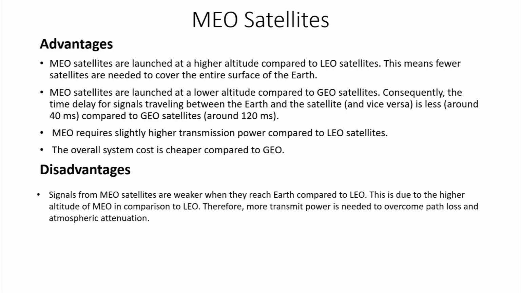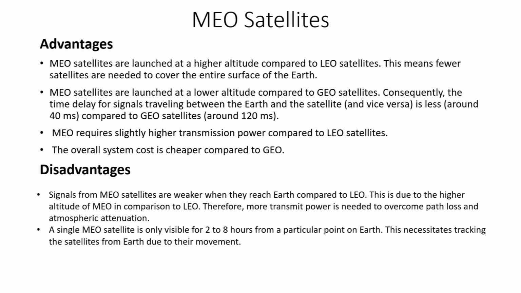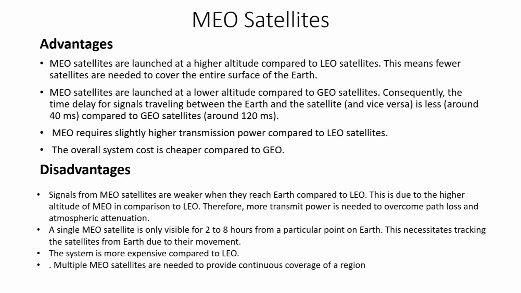And disadvantages, again here we will compare with that of LEO. Here the signal loss or attenuation will be more as compared to the LEO satellite. And a single MEO satellite is visible only for 2 to 8 hours from a particular point on the earth. So, this is a disadvantage as compared to a high earth orbit satellite, and this system is more expensive as compared to a low earth orbit satellite. So, what is needed? A constellation of satellites or multiple satellites are needed when a continuous service is to be provided.